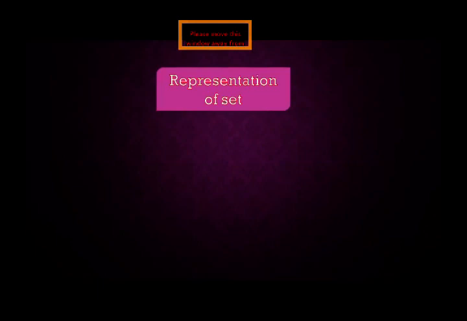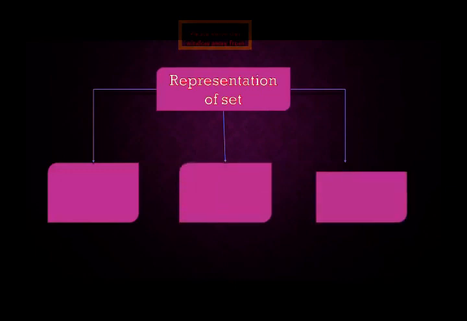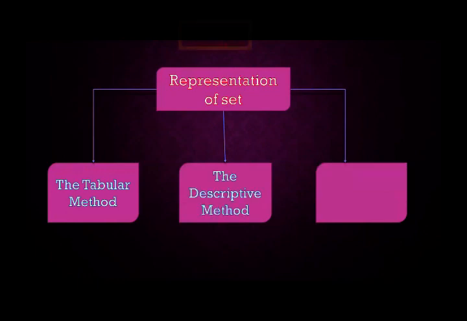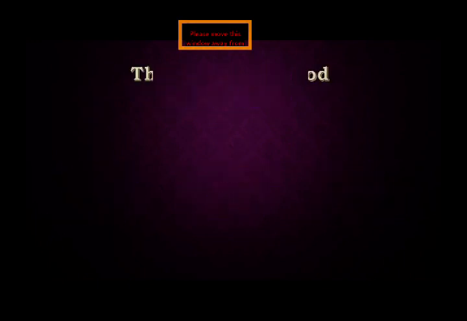Representation of set. We have three representations of set. The first one is the tabular method, the descriptive method, and the set builder notation. We can represent a set by three different methods: tabular, descriptive, and set builder notation. The first one is tabular method.